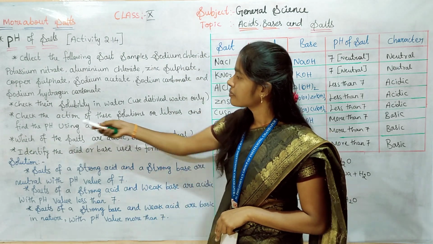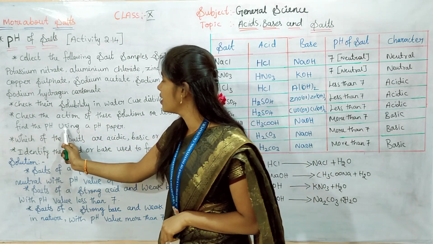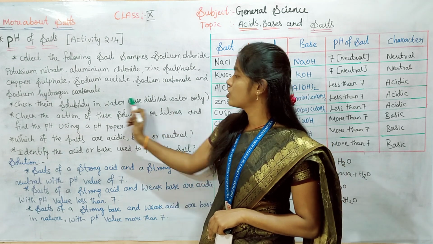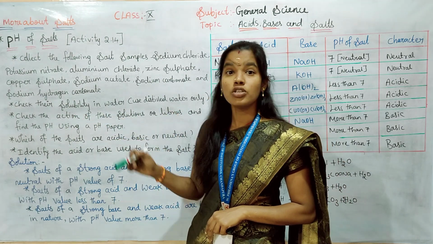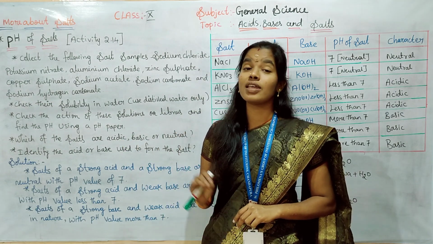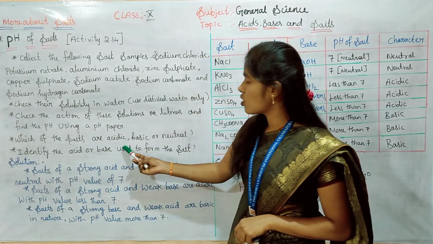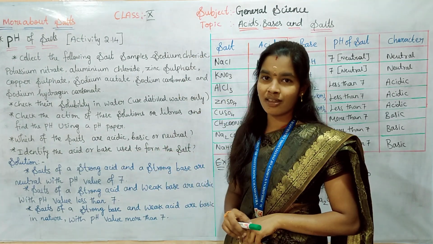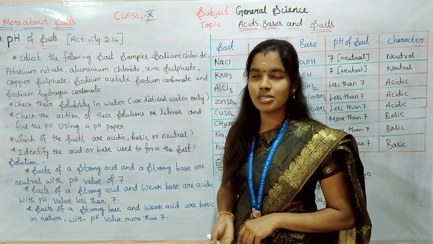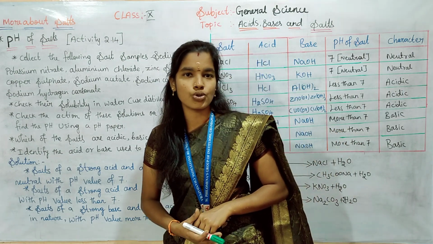Okay. And check the action of these solutions on litmus and find the pH using a pH paper. So we have to check these solutions using litmus paper, whether the solution is acidic or basic, and we should check their pH range also. Okay, and which of the salts are acidic, basic or neutral? We should check their character also, and we should categorize that these particular salts are acidic in nature and these particular salts are basic in nature.